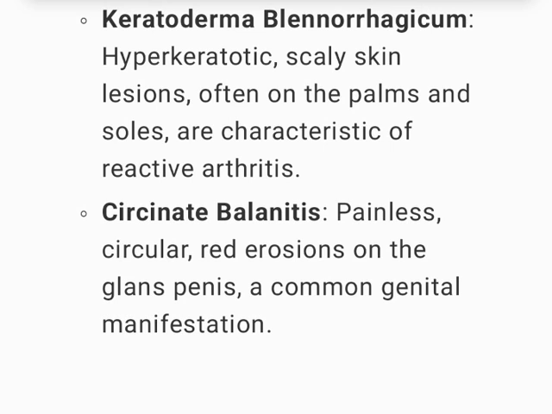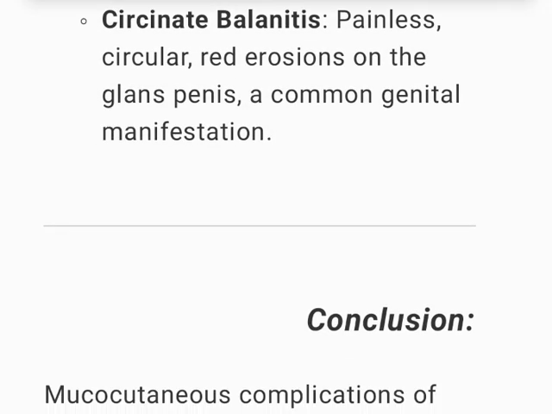Keratoderma blennorrhagicum, hyperkeratotic, scaly skin lesions, often on the palms and soles, are characteristic of reactive arthritis. Circinate balanitis, painless, circular, red erosions on the glans penis, is a common genital manifestation.